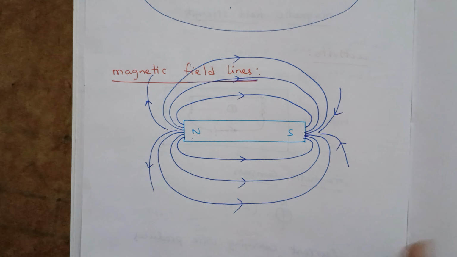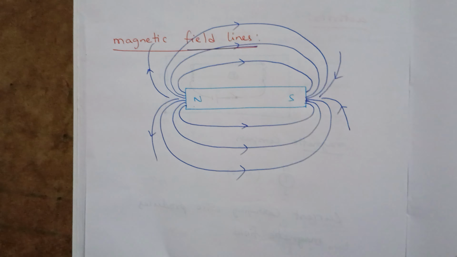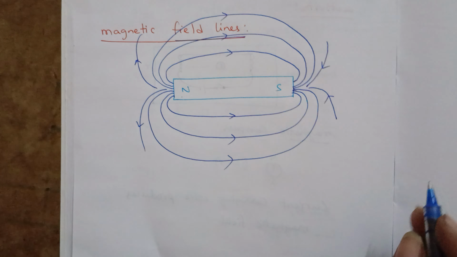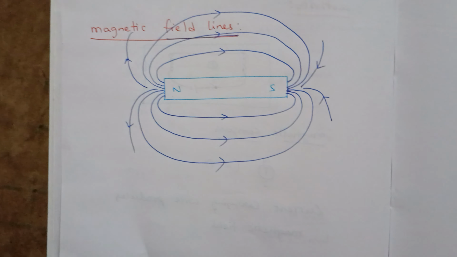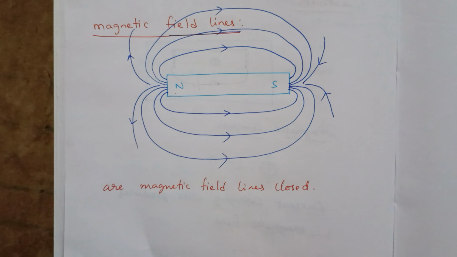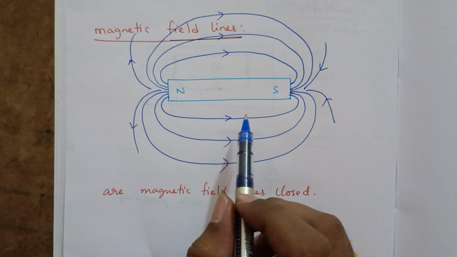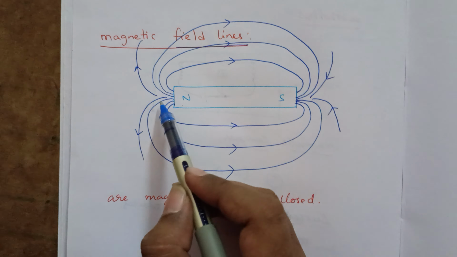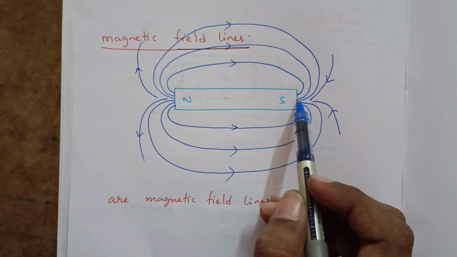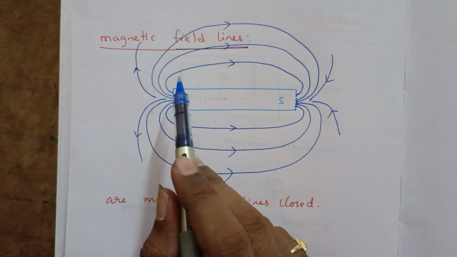Okay. Now here we have a question. Are magnetic field lines closed? It is an important question; many times they ask it. Looking at this diagram, the lines start from the North Pole and end at the South Pole. So can we say they are closed? By seeing this, we can't say.